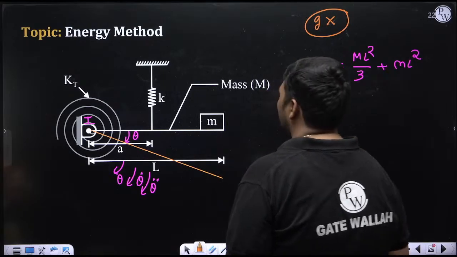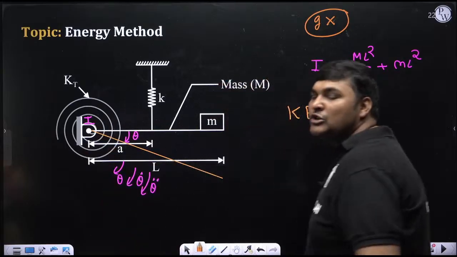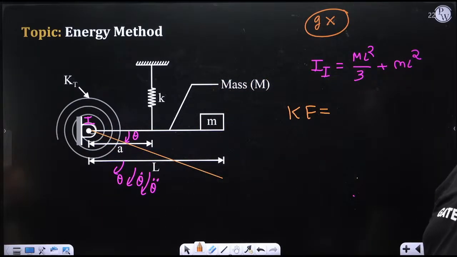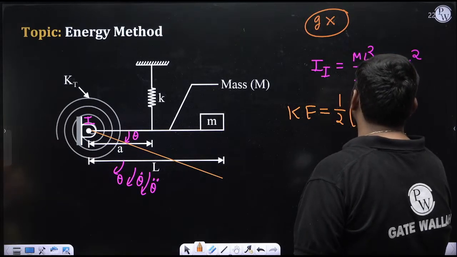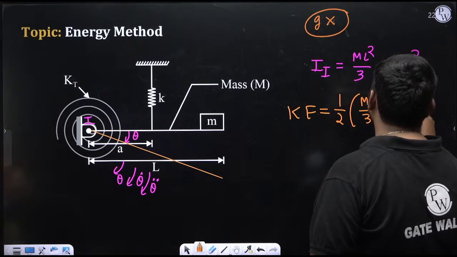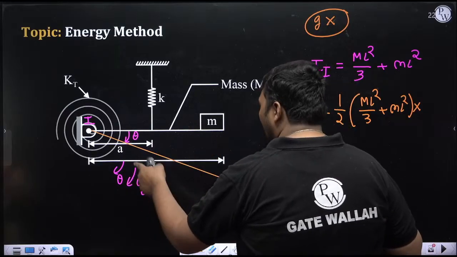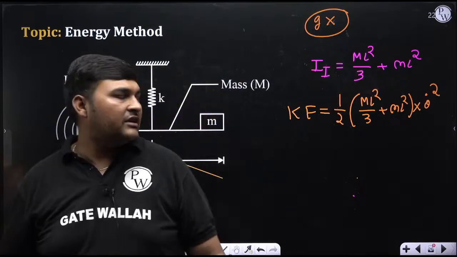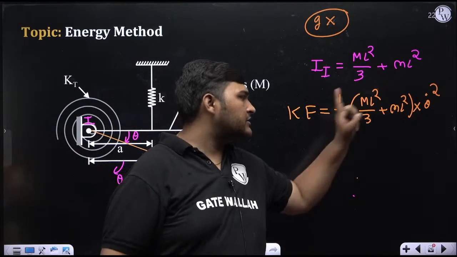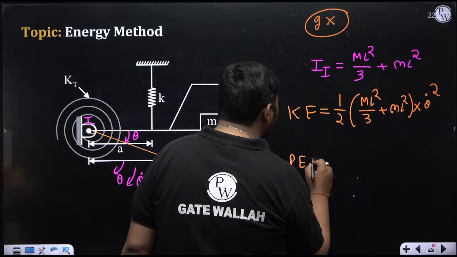It is very simple. Right now both rod and point mass are rotating about the I center, so we'll use this formula, half I about I into angular velocity square. Total I about I in this case is capital ML square by 3 plus small ml square, into theta dot square, since the angular displacement of rod and point mass is theta. So this is total kinetic energy, because I had taken the inertia of the rod also, and of the point mass also. That's it.